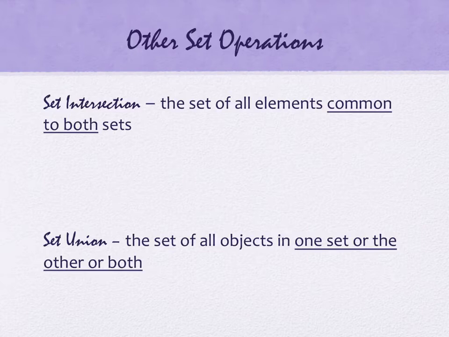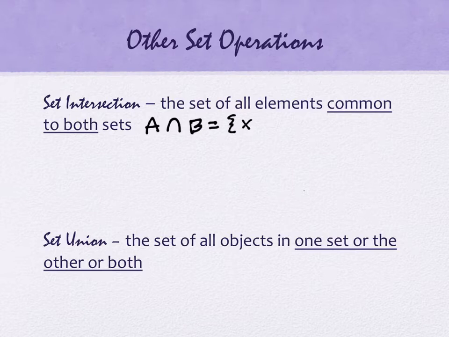The first one is called a set intersection. A set intersection is the set of all elements common to both sets. It is written as an upside down U, or you can kind of think of it looking kind of like a lowercase n. And in set notation, this is the set of all x such that x is in A and x is in B.